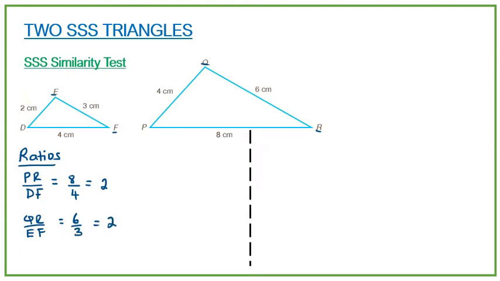The last one is QP and ED. So QP is 4, ED is 2, and then we get also 2. Now we can see that all the ratios of corresponding sides are equal. Now, since all the corresponding sides have the same ratio, what do you think about angles?